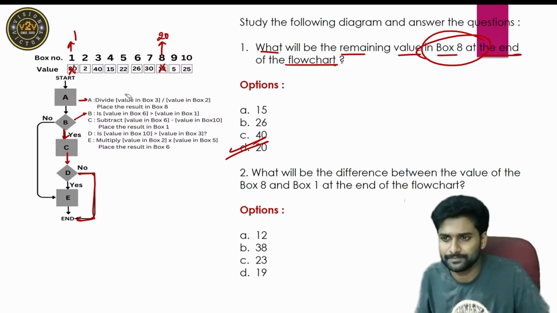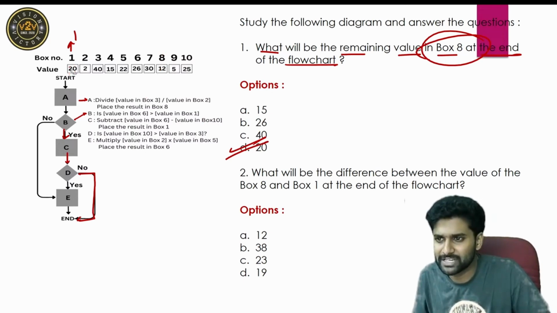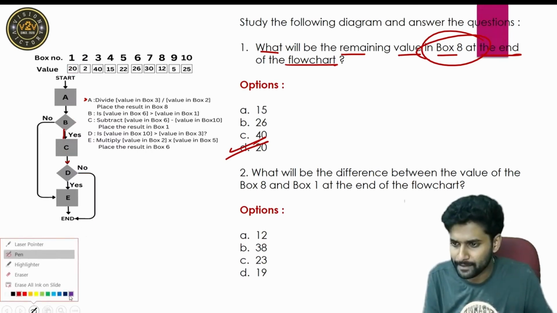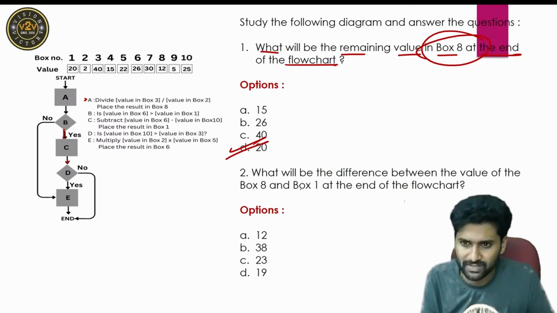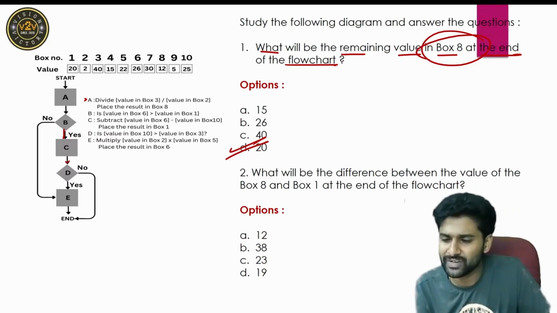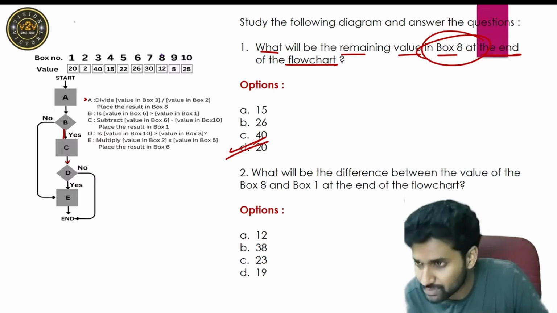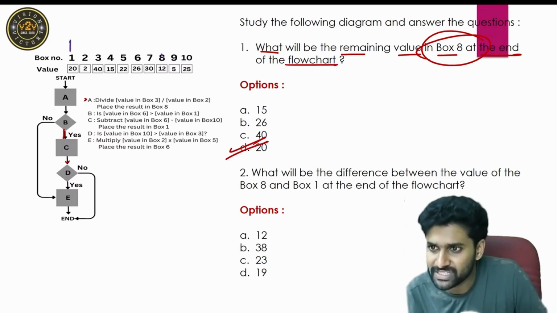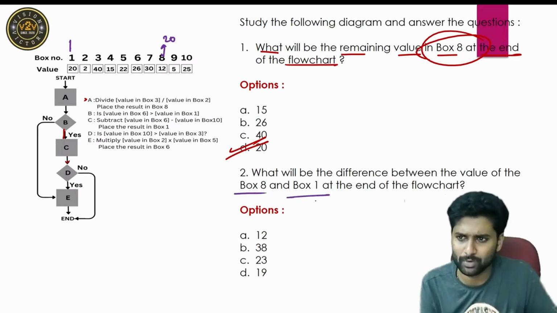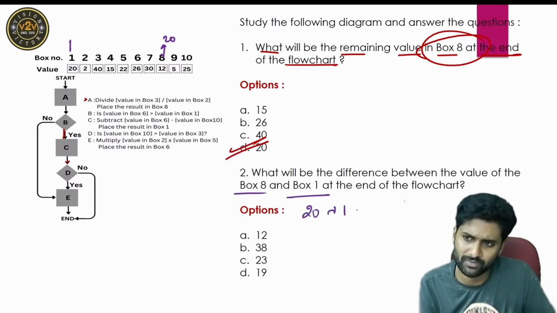Hope it's clear. Don't worry, I will explain one more question so you can understand how we solve any question in flowcharts. Now see, what will be the difference of the values of box 8 and box 1 at the end of the flowchart? Guys, you already solved it. Box number 8 value is 20. No need to solve it again. Here you can place the direct answers: box number 8 is 20, box number 1 is 1. The difference must be 19.